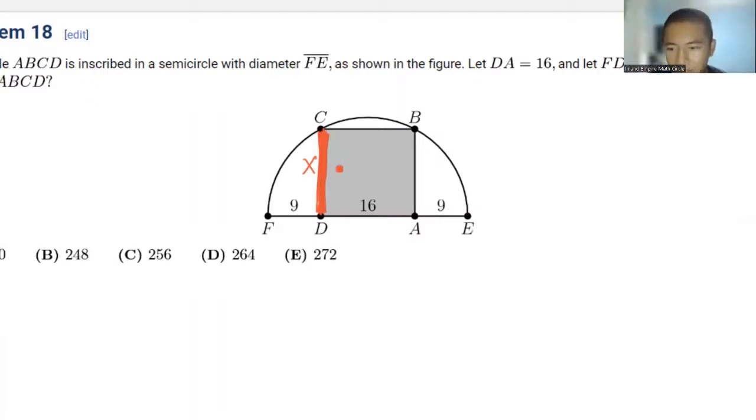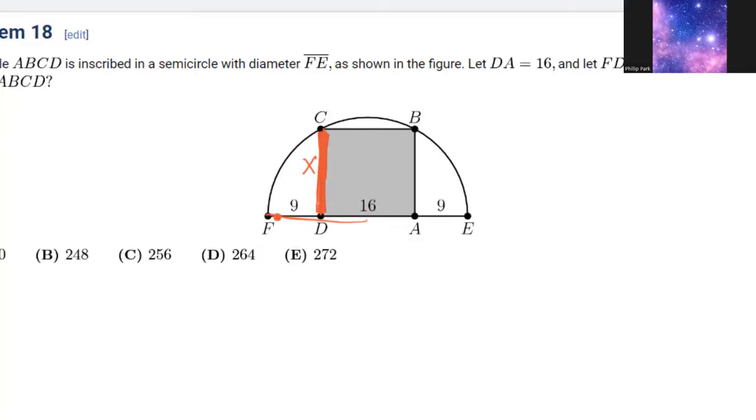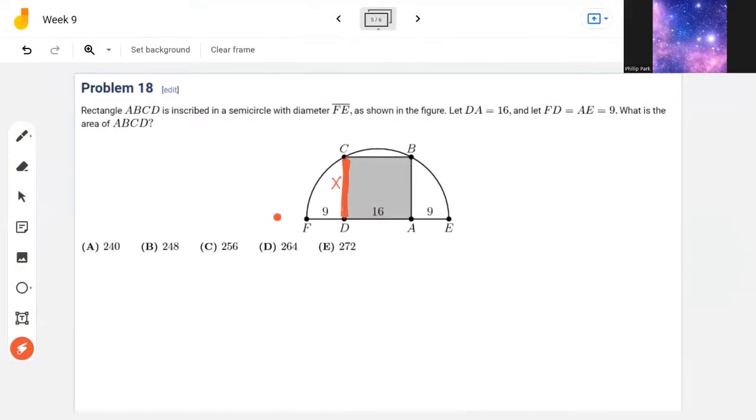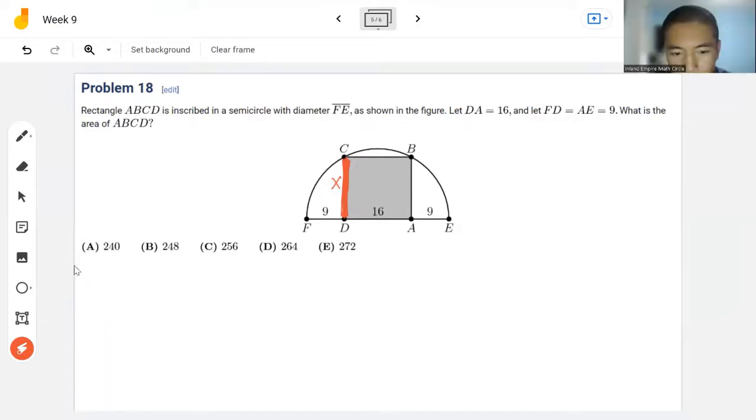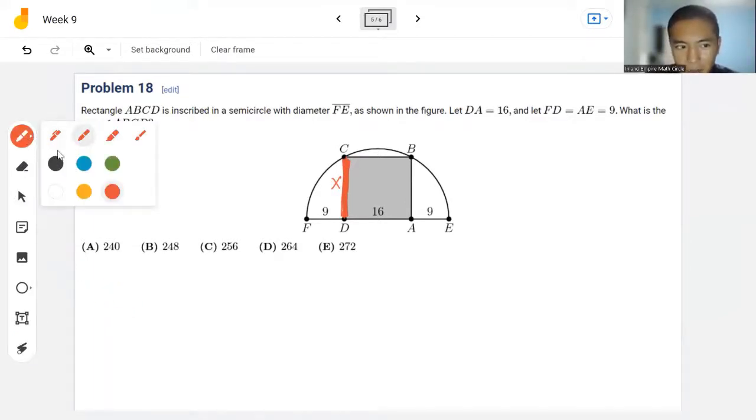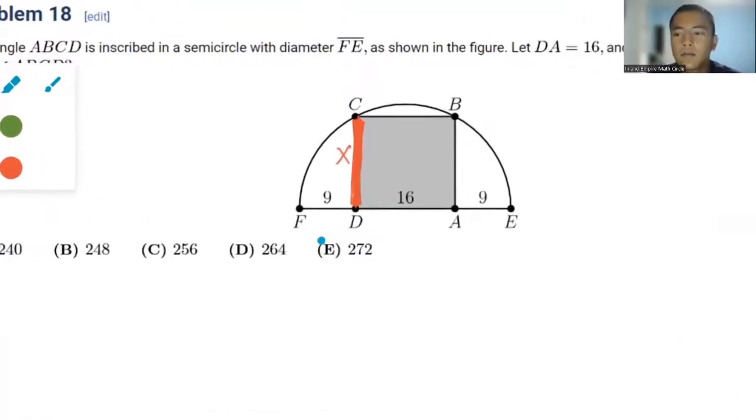Philip, can you think of any ways to start on this? Could you zoom out a bit? Yeah, sorry. Remember, we just need a hypotenuse that we know the length of, and then we could just use the formula.